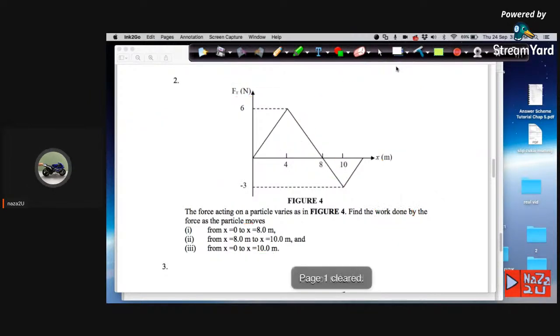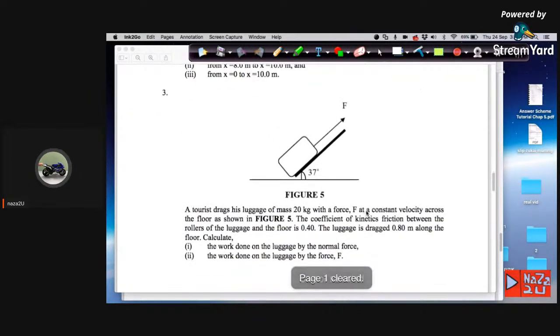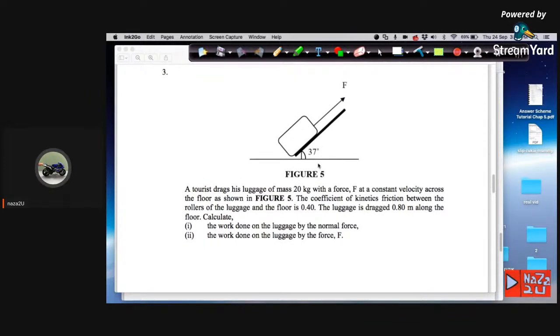So continue to the question number 3. Okay, question number 3. Tourist drag luggage mass 20 kg with a force F at constant velocity across the floor as shown in figure. So kita ada satu objek ataupun bag dia tarik dalam keadaan macam ni pada angle 37.